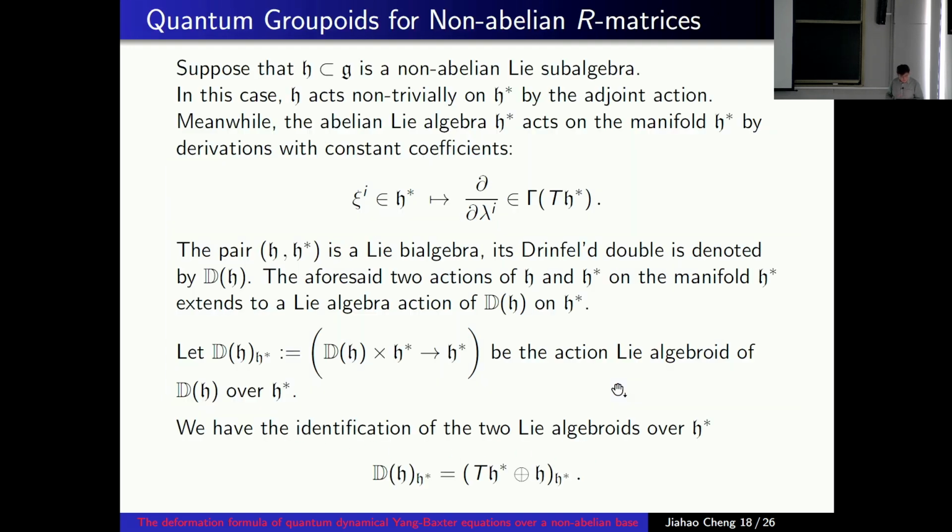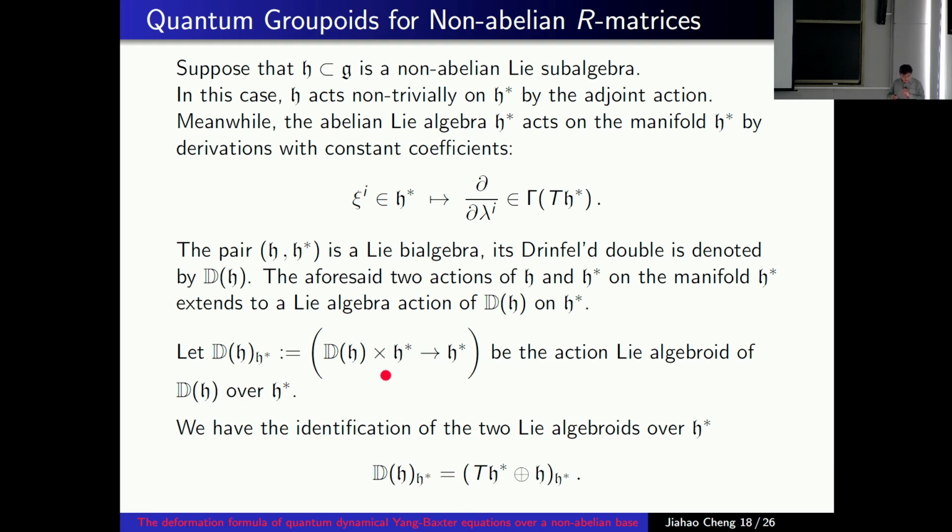Okay, so now look back at our question. Now suppose that h is a nonabelian Lie algebra. In this case, as we mentioned before, h acts non-trivially on h* by the coadjoint action. So now we remember h can act on h*. And h* here we just regard as a vector space, an abelian Lie algebra. But h* can also act on the manifold h* itself. Suppose that you have a dual basis e_i; then you take the vector field of taking the derivative with respect to λ_i, the coordinate. So even though it is abelian, it can act on the manifold h*.